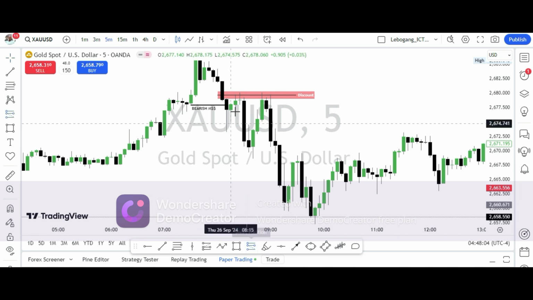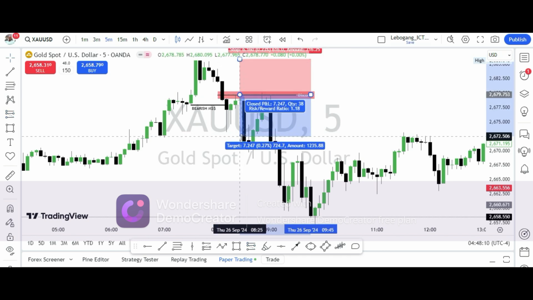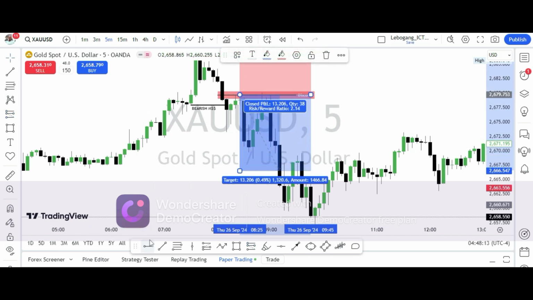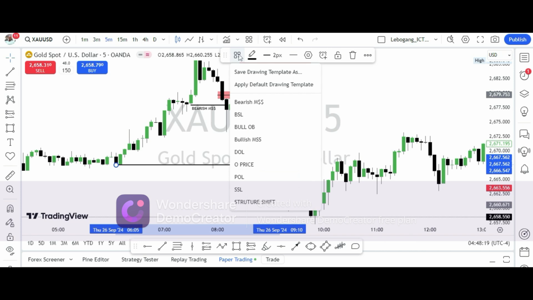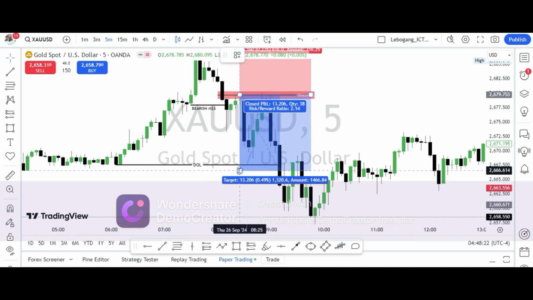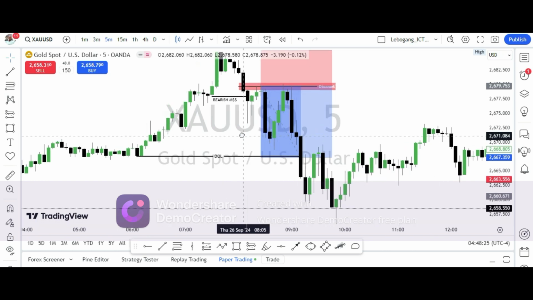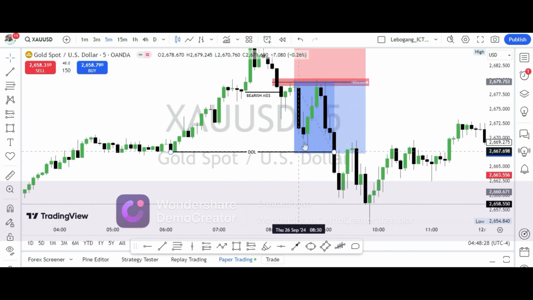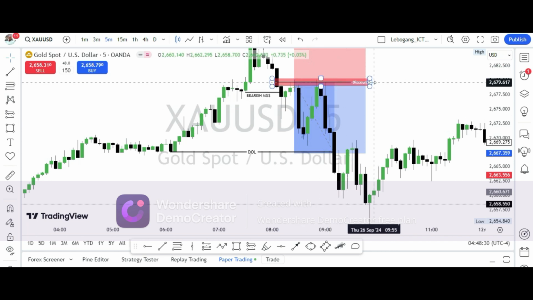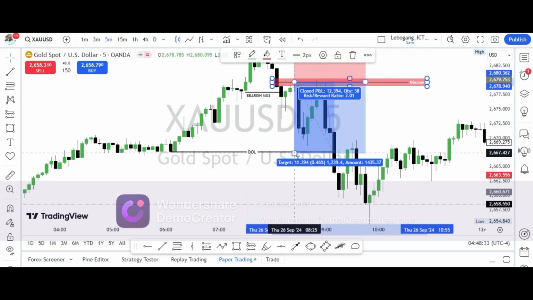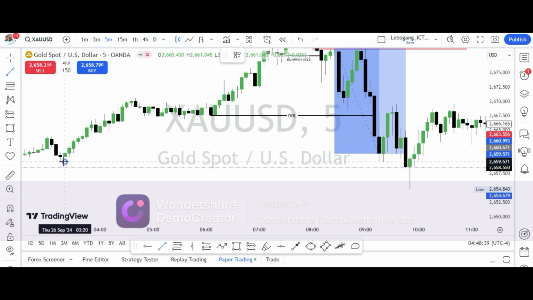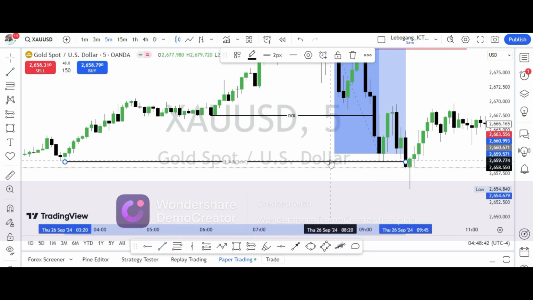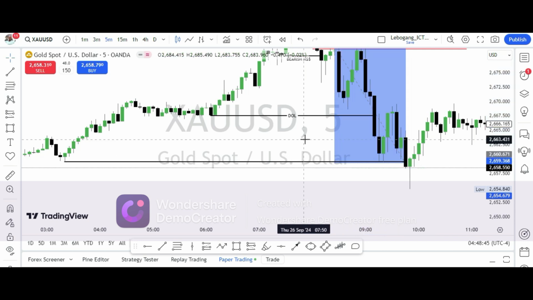So price came in, touched, went down, came in. We target this low. We took it nicely. And then we look for another low, which is here. Also took it nicely.